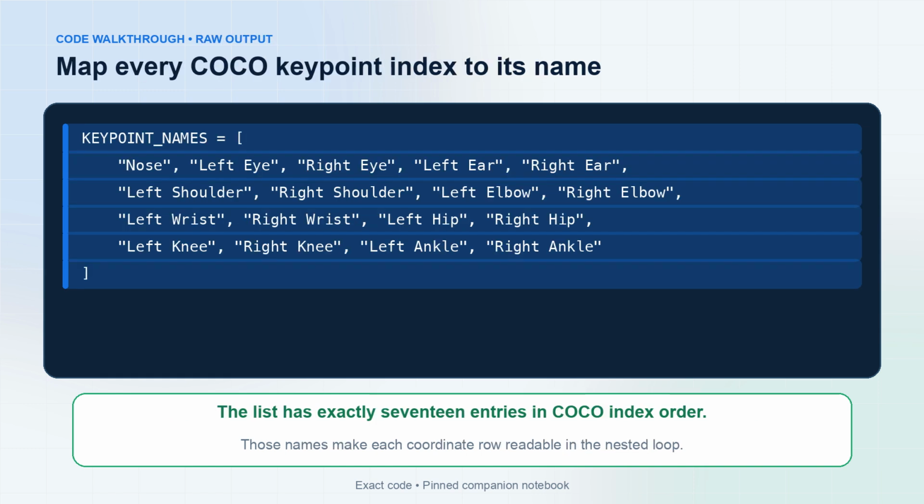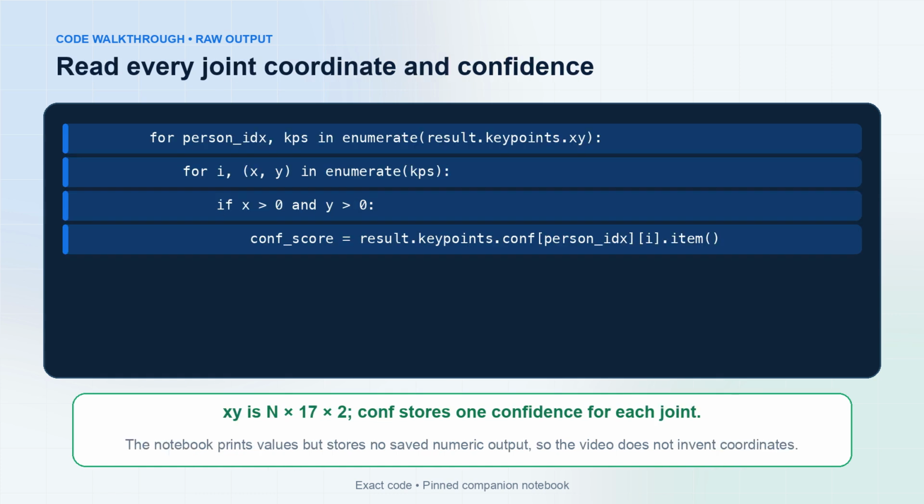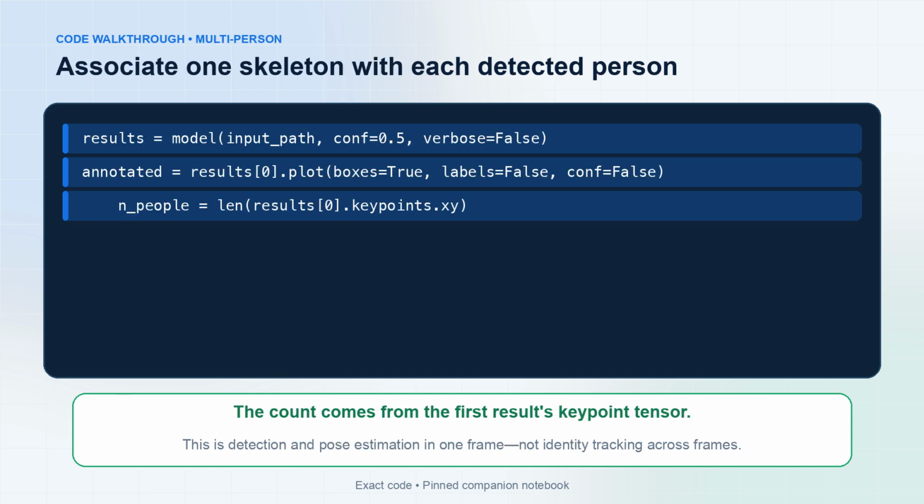But what if you want the raw numbers? The source defines key point names mapped to the 17 indices. The actual coordinate data lives in result.keypoints.xy. This tensor has a shape of n by 17 by 2. N is our multi-person count, so how many people it found.